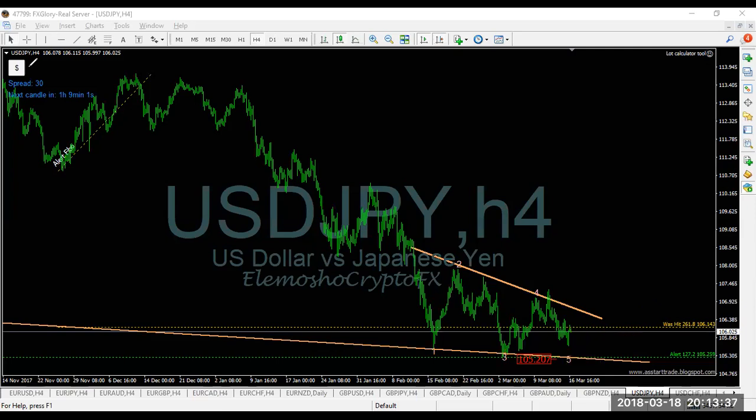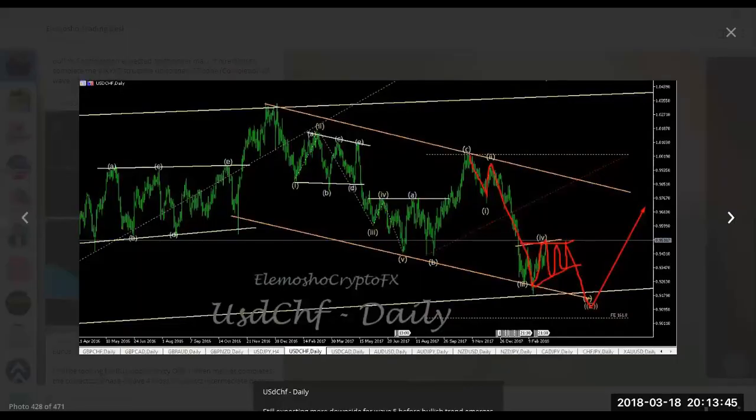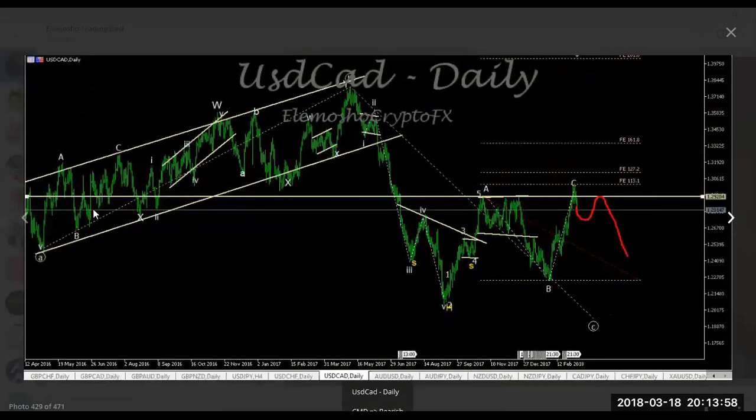So let us look at the next setup that I gave you guys during the week. USD CAD. Okay, USD CHF. Now for the dollar CHF, Swiss franc, I told you that we will be expecting one more impulse to the downside. So price is actually right now in wave 4.